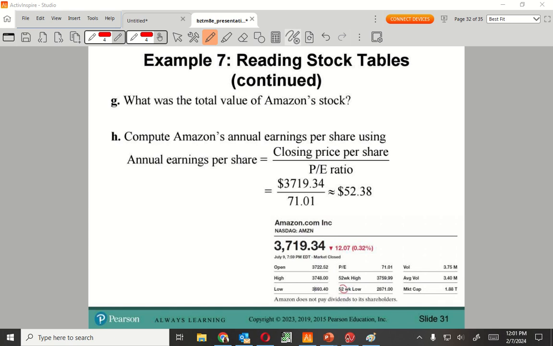What was the total value of Amazon stock on that day? That's what the market cap means. $1.88 trillion. Okay, 1.88 trillion.